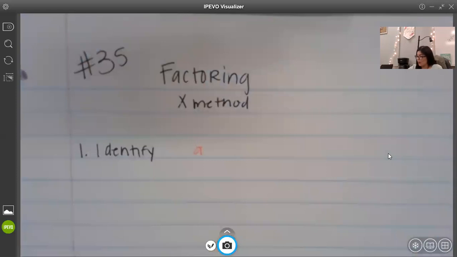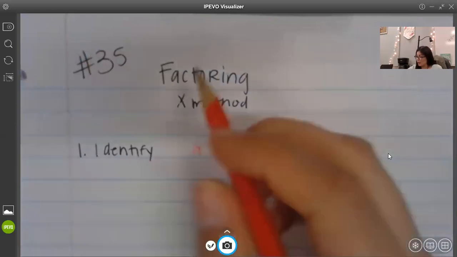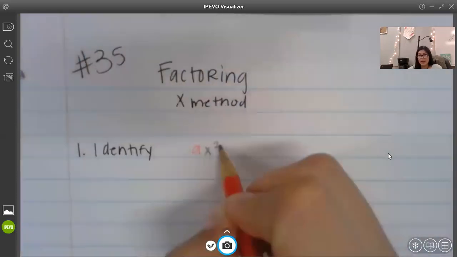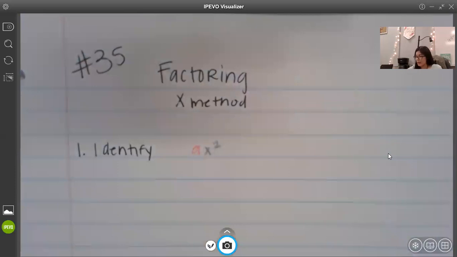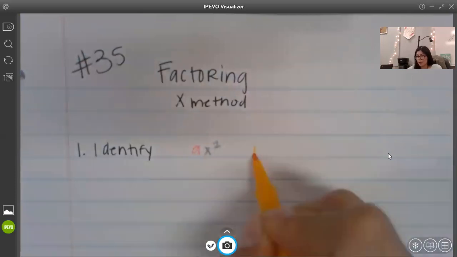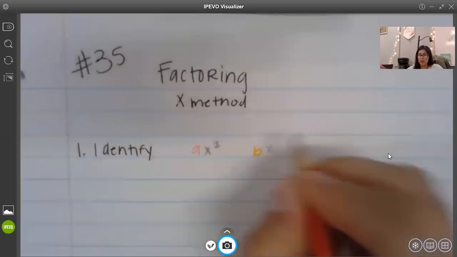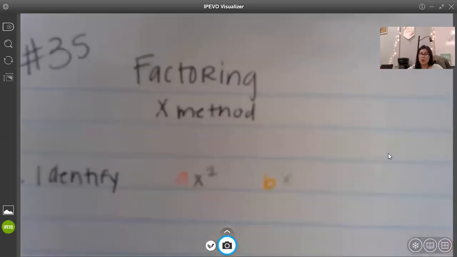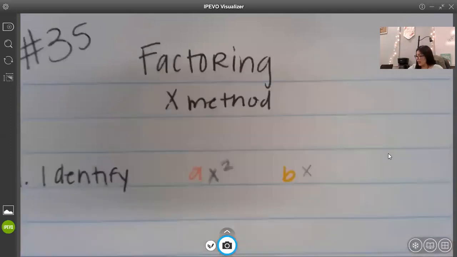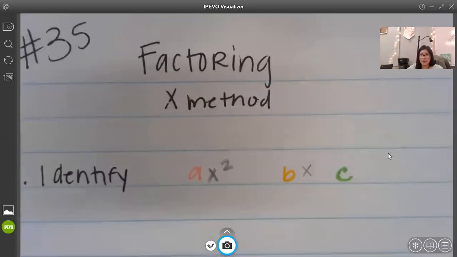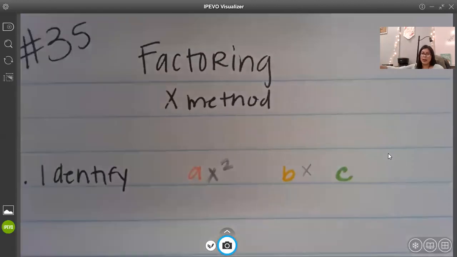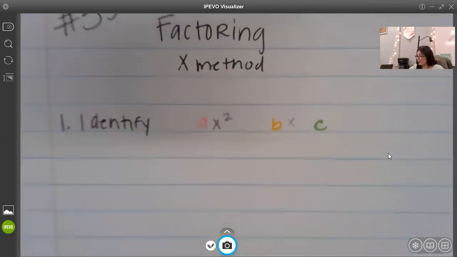A is the coefficient of x squared, the one that we circle, how many x squares there are, not just x's. B is the coefficient of x, the one with only x, just a regular x, not x squared. And C is without x. So that's the first thing we're going to do, and then we're going to use the X method to do this.